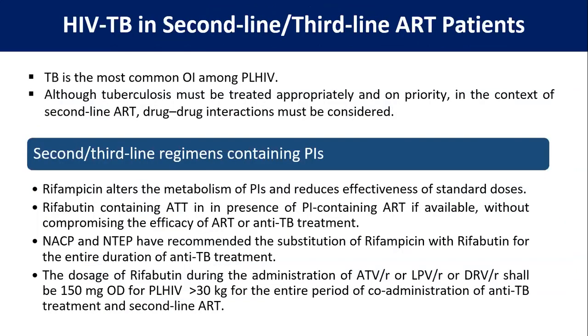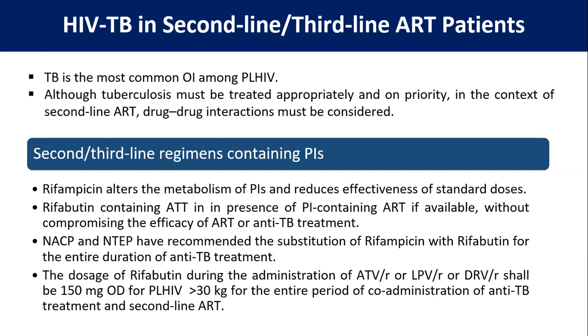HIV-TB in second line or third line ART patients. TB, as we know, is one of the most common causes of high morbidity and mortality in PLHIV. So we need to treat PLHIV who are suffering from tuberculosis adequately, but we need to take into consideration drug-drug interaction between ART and ATT. So rifampicin, as we all know, alters the metabolism of PI and reduces effectiveness of standard doses of PI because it is a strong hepatic enzyme inducer.